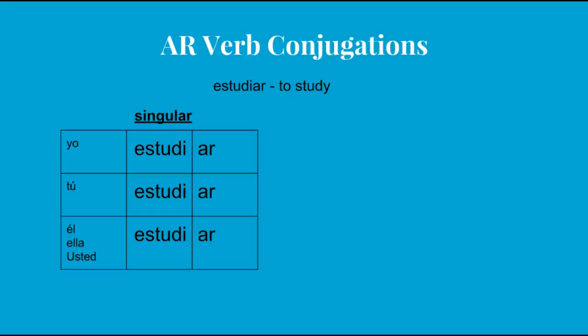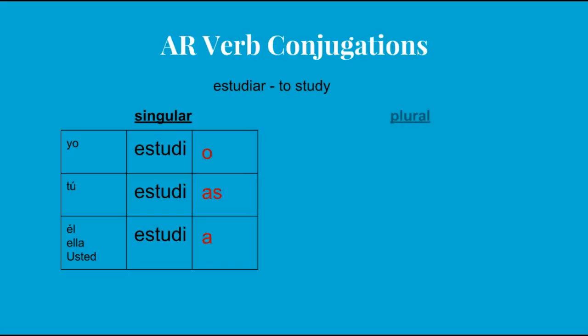Okay, so those are our singular subject pronouns. And what I've done is I've taken the stem of the word, which is the beginning and middle piece, and I've put it in the middle box. So you can see the stem of the verb estudiar is estudi. The ending is ar, and we're going to change that ending to match each of our subjects. So in the yo form, we change the ar to o, yo estudio. In the tú form, we change the ar to as, tú estudias. In the él, ella, and usted form, we change the ar to a, estudia.